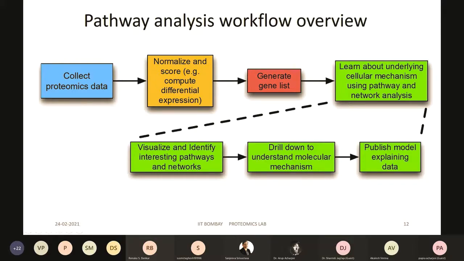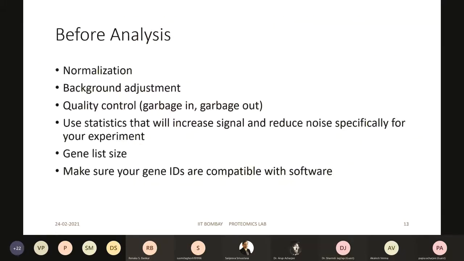You don't have a particular hypothesis. But these pathway analysis tools will help you to generate your own hypothesis. And then you can publish a paper that will explain the data. So before analysis, you should always remember to take these steps.